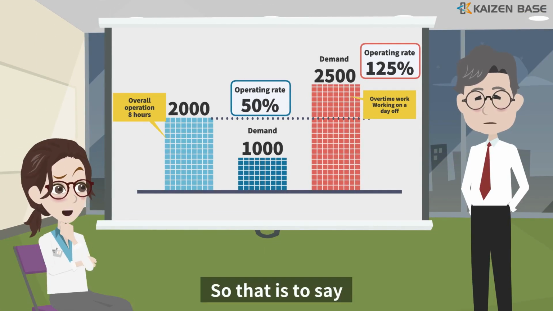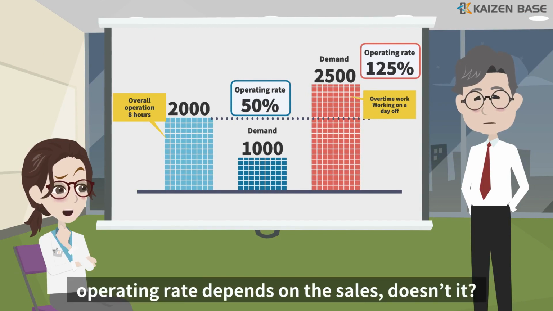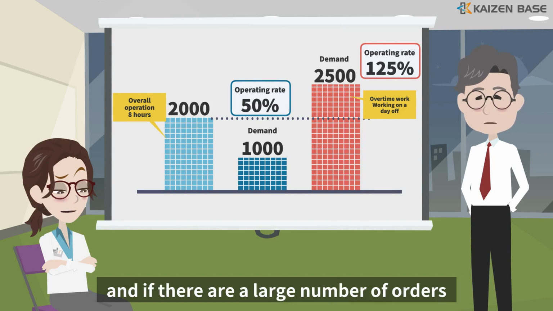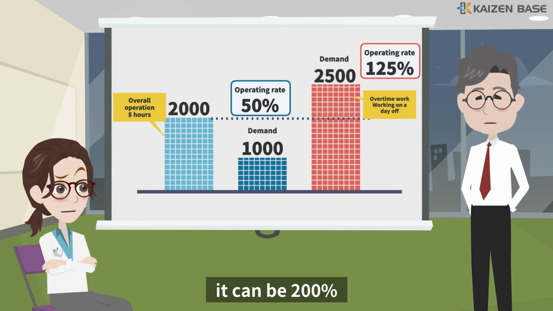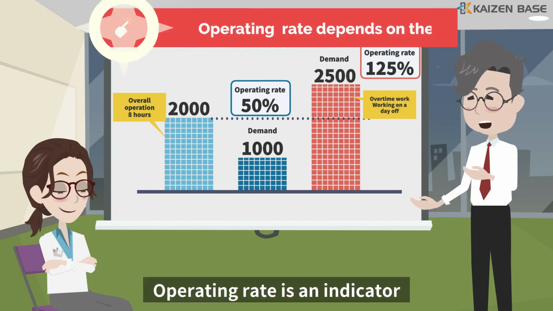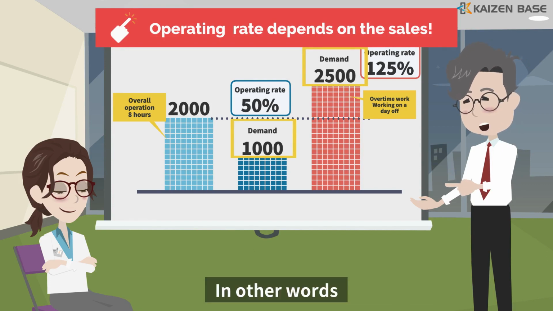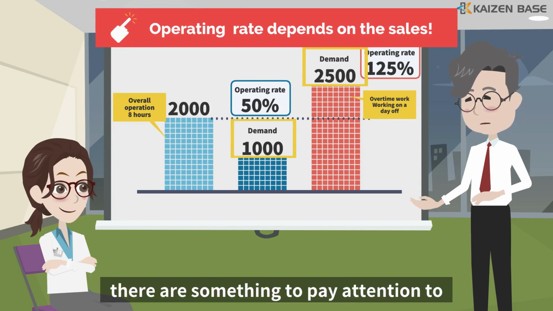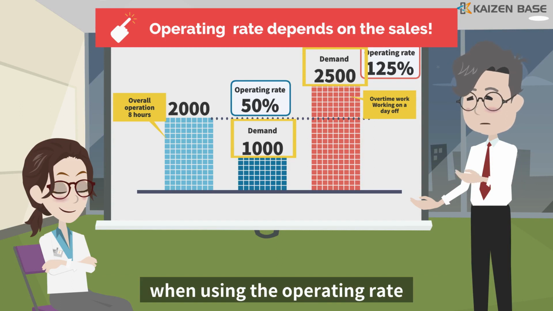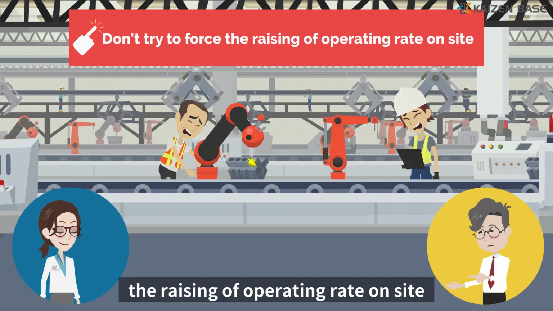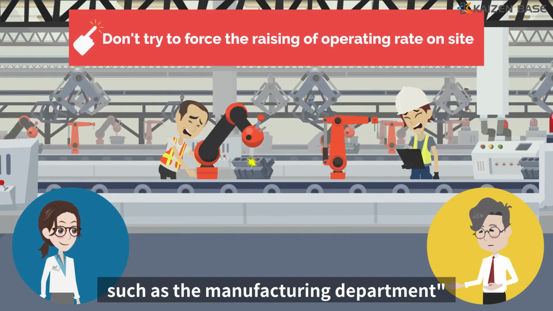Wait. So that is to say, operating rate depends on the sales, doesn't it? If there are no orders, the operating rate can be 0%, and if there are a large number of orders, it can be 200%. That's right. Operating rate is an indicator that changes depending on the sales. In other words, there is something to pay attention to when using the operating rate. That is, don't try to force the raising of operating rate on site, such as the manufacturing department.